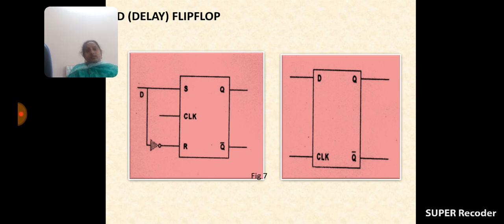Okay. So how many inputs are there here? 2 inputs. What are the names of the 2 inputs?